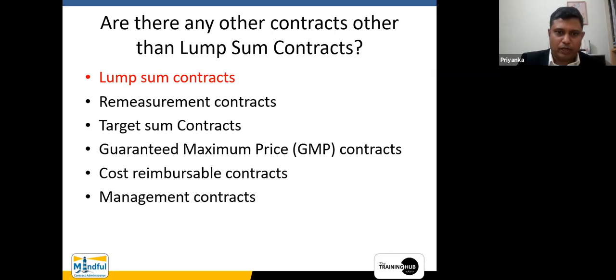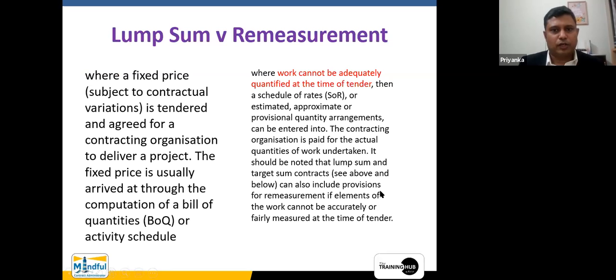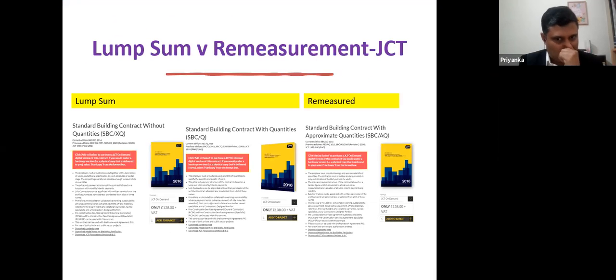In order to achieve that, I have done some comparisons between lump sum contracts. The first one is lump sum versus remeasurement. This is a very common comparison. Before coming into this, I just wanted to highlight that the JCT, the Joint Contracts Tribunal, has issued three types of contracts in 2016. The most recent ones you may have are 2011, like FIDIC 99 and FIDIC 2017.